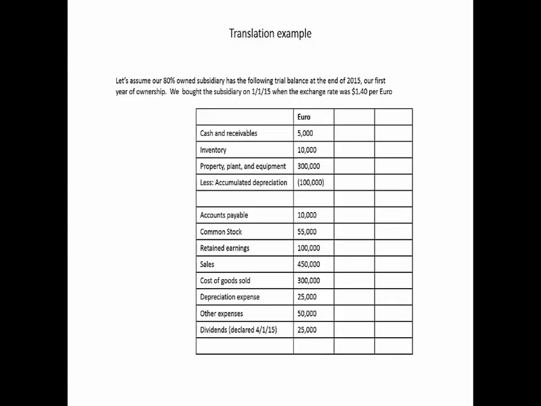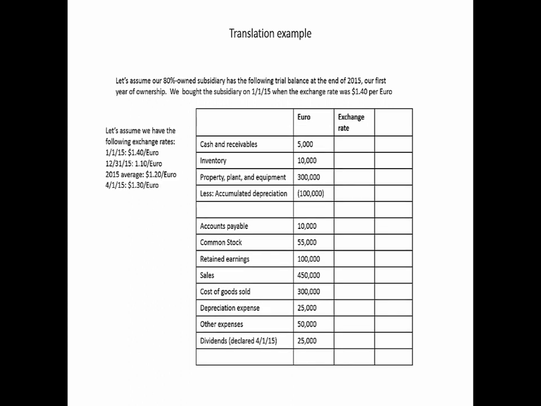So let's go ahead and do this example. Let's assume that our 80% owned subsidiary has the following trial balance at the end of 2015, our first year of ownership. Let's go ahead and assume that we bought the subsidiary on January 1st, 2015, when the exchange rate was $1.40 per euro. We paid exactly book value for them, so there was no differential. And again, this is basically a euro-denominated trial balance.